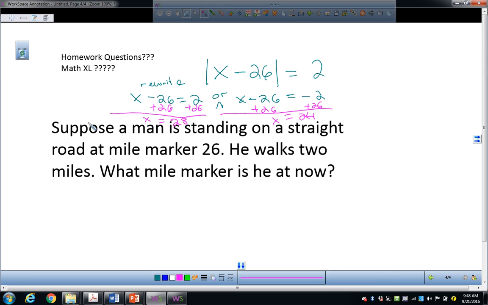Suppose a man is standing on a straight road at mile marker 26. He walks 2 miles. He could either be at mile marker 28 if he walks one direction, or he could be at mile marker 24 if he walks in the other direction. Questions about that? You get it?